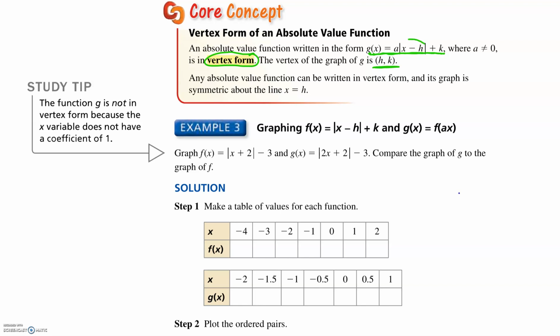Now, I want you to notice that the vertex happens when the inside of the absolute value is equal to 0. So x equals h is the x coordinate of the vertex, and when we plug in h, we get a y value of 0. So (h, k) is the vertex. Absolute value functions can be written in vertex form, and their graphs will be symmetric across the vertical line through the vertex, that line x equals h. It's our symmetry line.